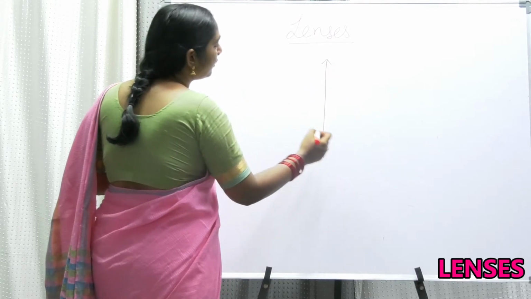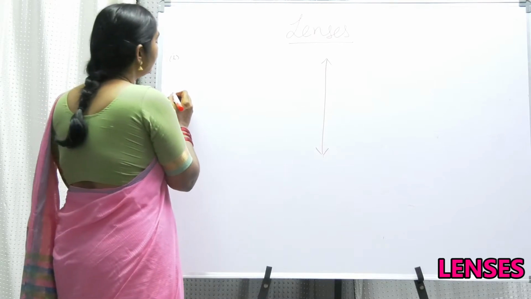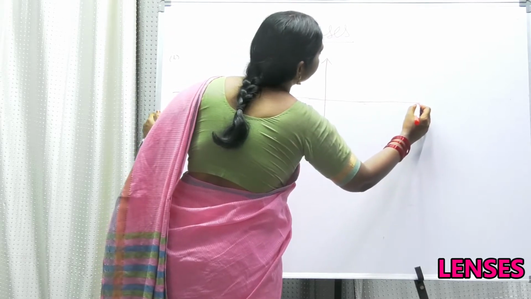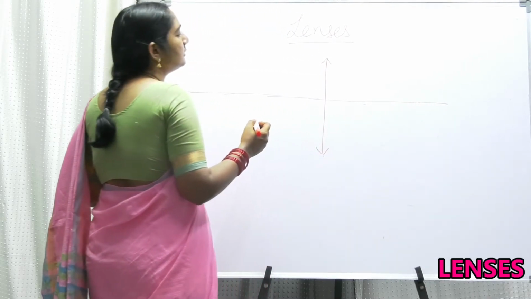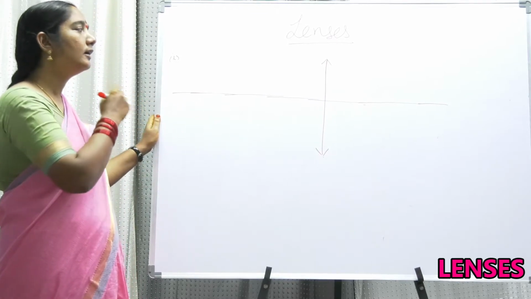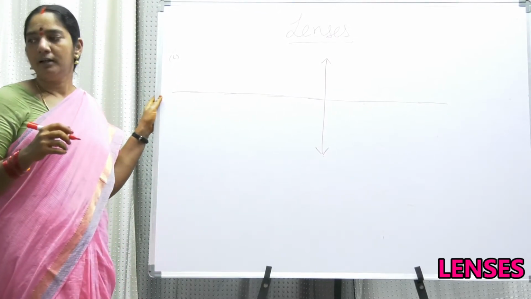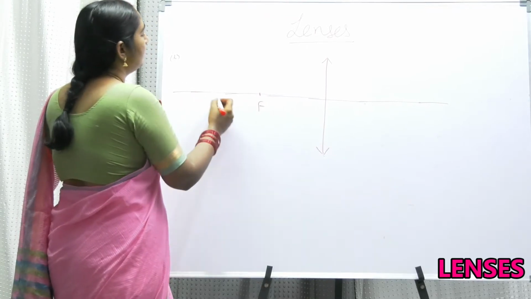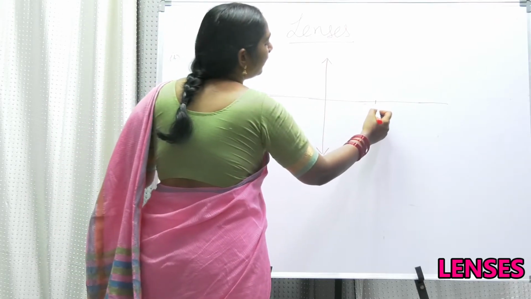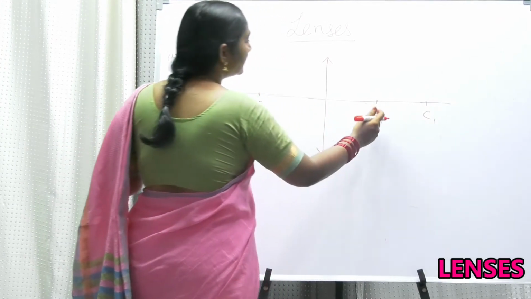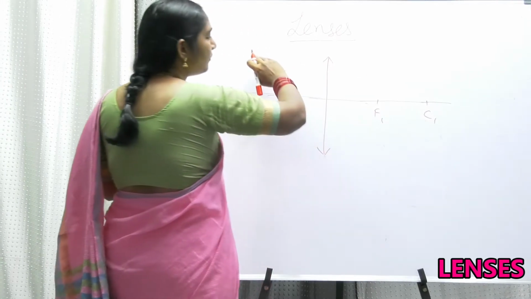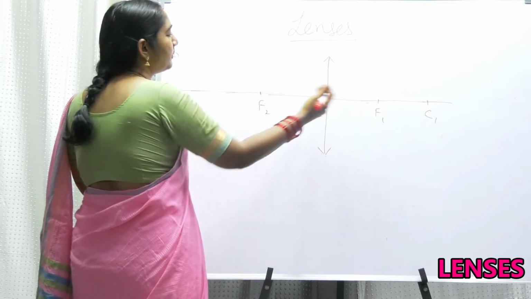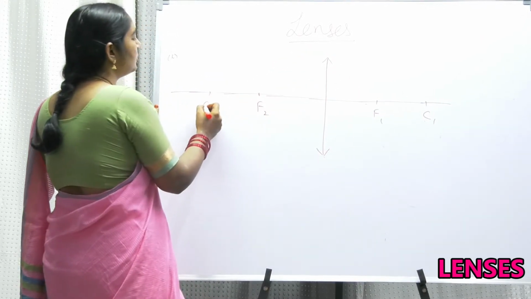Now we are taking the case of a convex lens. In the case of a convex lens, we have a line passing through the centers of curvatures, the principal focus and the optical center. That particular line we call the principal axis. Now, this is F1 and C1, the principal focus and the center of curvature of this particular side, and this is for that particular side, F2 and C2.